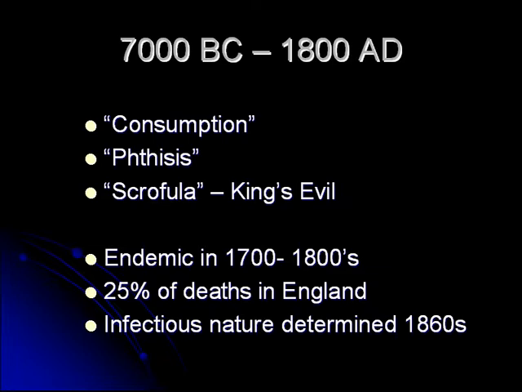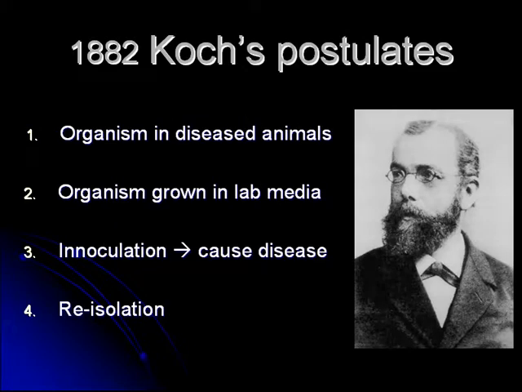And ultimately, during this period of time, there was no treatment, and up to a quarter of deaths were due to tuberculosis. The cause of tuberculosis was identified by Robert Koch in 1882, and based on his work with TB, he came up with Koch's postulates, which form the basis for the study of infectious diseases even today.